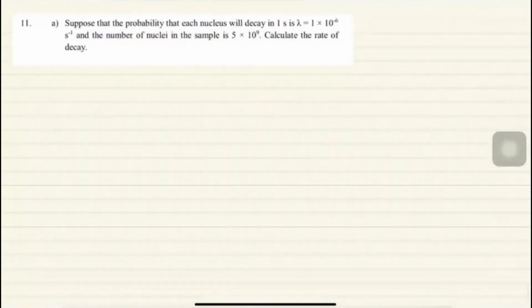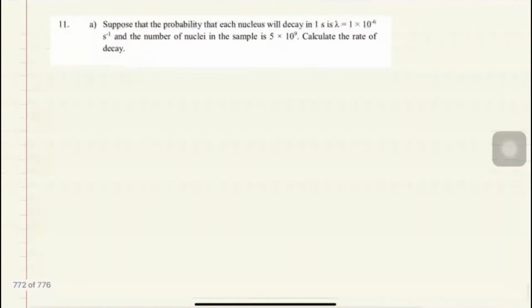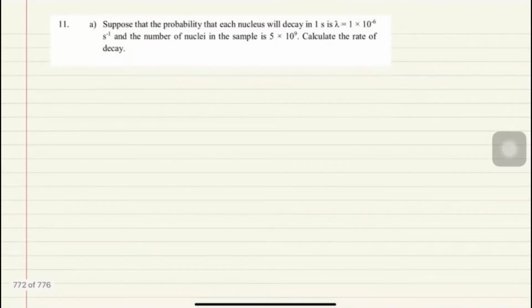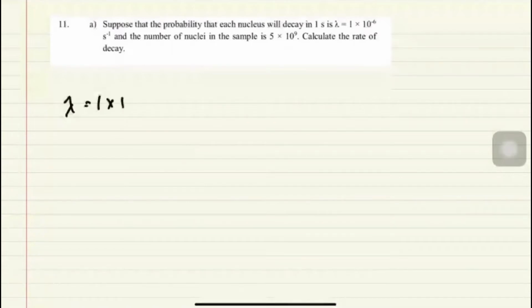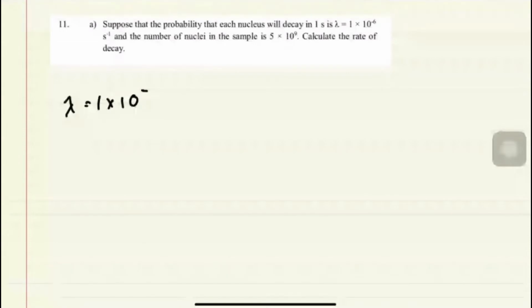Question 11. Suppose that the probability that each nucleus will decay in 1 second is lambda equals 1 times 10 negative 6 per second, and the number of nuclei in the sample is 5 times 10 to the power of 9 nuclei. Calculate the rate of the decay. Here lambda is already given: lambda is equal to 1 times 10 negative 6 per second.